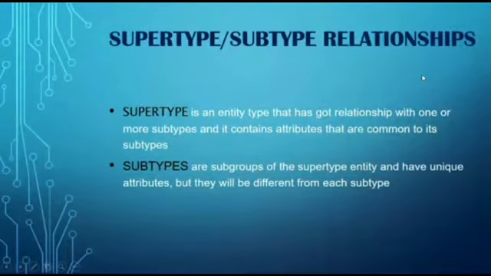Okay, I will talk about the supertype subtype relationship. A supertype is an entity type that has a relationship with one or more subtypes, and it contains attributes that are common to its subtypes. Meanwhile, subtypes are a subgroup of the supertype entity and have unique attributes, but they will be different from each subtype.